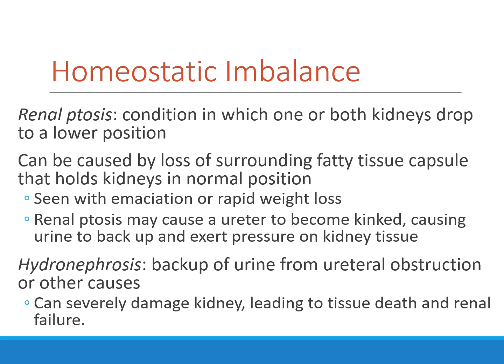So renal ptosis is a condition in which one or both of the kidneys drop to a position lower than where they're supposed to be, and that can be because someone has lost a lot of weight very rapidly, and the fatty tissue that's around the kidney is lost, is burned, and their kidney drops. It can cause a ureter to get twisted and cause the urine to back up and exert pressure on the kidney tissue. Hydronephrosis is the backup of urine from a ureteral obstruction or other causes, and that can actually damage your kidneys very severely, which can lead to tissue death and renal failure.